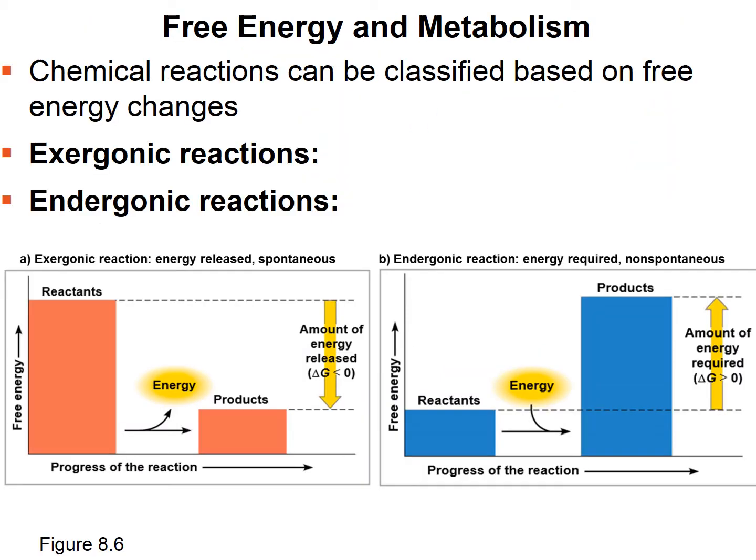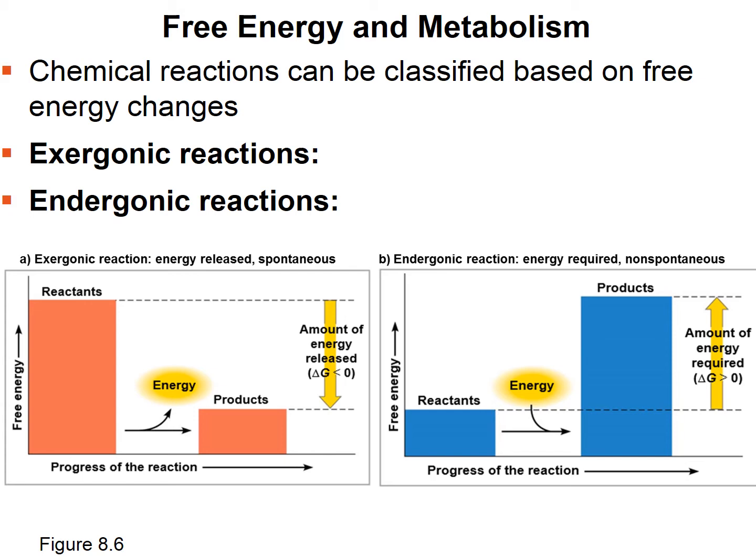Chemical reactions can be classified based on the change in free energy. So one type of reaction is an exergonic reaction. This involves the release of free energy. This is spontaneous, and the delta G is less than 0. Remember, the change in free energy we get by subtracting the initial energy from the final energy.